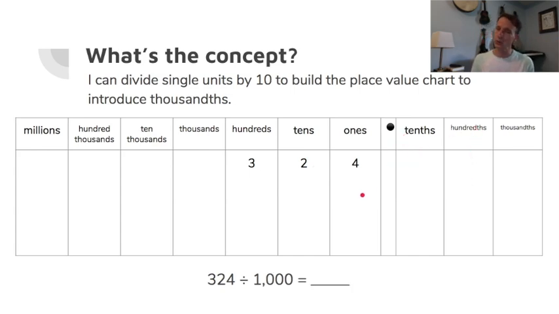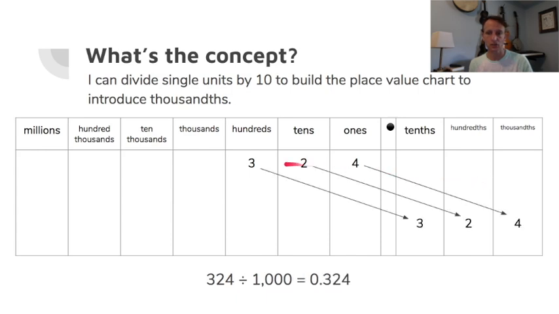324 divided now by 1,000. So each digit's going to move 3 places. Looks like this. 1, 2, 3. The 3 ends up in the tenths place. 1, 2, 3. The 2 ends up in the hundredths place. 1, 2, 3. The 4 ends up in the thousandths place.